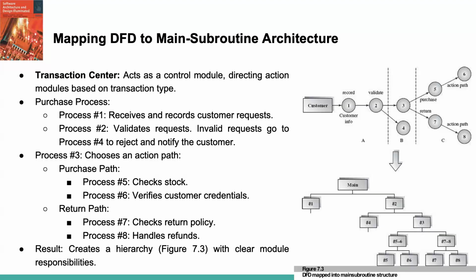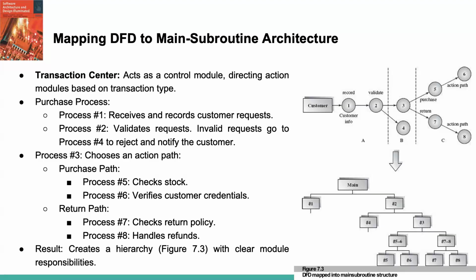Process number 3 chooses an action path once validated. Process number 3 acts as a decision point, directing the request to either the purchase path or the return path based on the customer's needs. Purchase path. Process number 5: check stock. First, we check if the item is in stock. Process number 6 verifies credentials. Next, we verify the customer's credentials, such as payment details or account status.